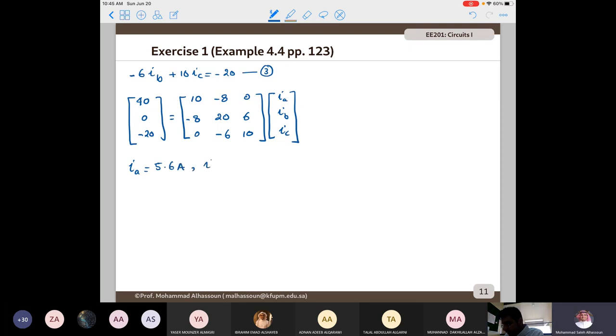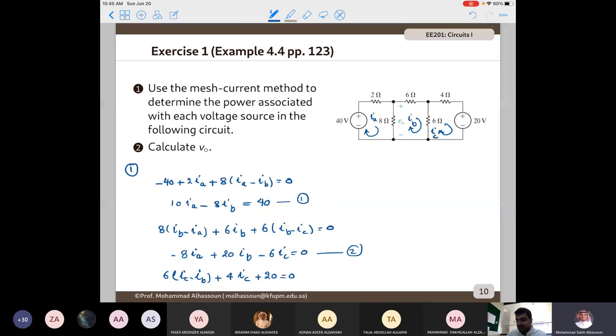So if I use the calculator and solve, I will get IA equals 5.6 amperes, IB equals 2.0 amperes, and IC is minus 0.8 amperes. Okay, now I found the values of the current. Remember, I wasn't asked to find the values of the current, I was asked to find the power associated with the voltage sources.